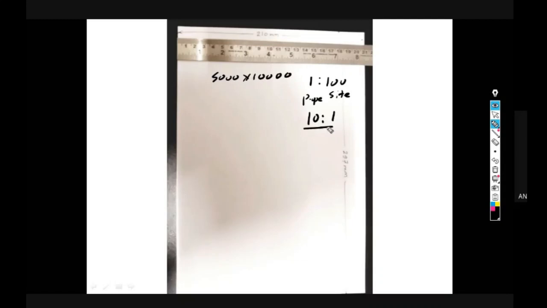So if I ask you to draw the same plot, 5,000 by 10,000 on the paper, to this scale, will it be possible? No, sir. Just not possible, right? So have you seen this kind of scale where paper is given more and site is less? Any idea? Have you come across this kind of dimensions before? No, sir. Okay. We'll discuss.